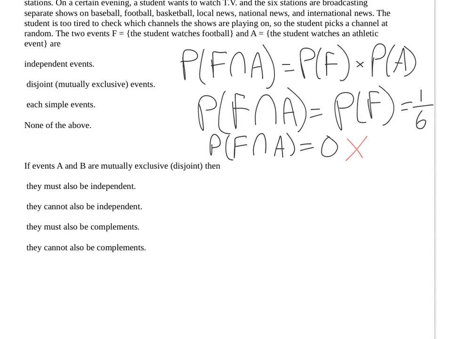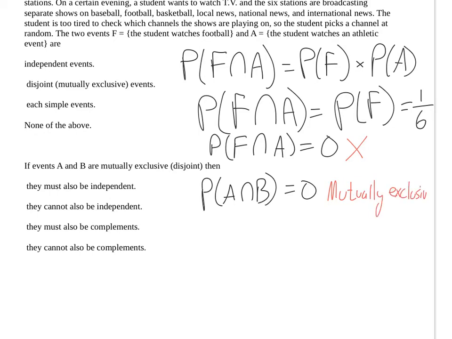So, if the events A and B are mutually exclusive, let's just stop right there. If they're mutually exclusive, then this means what? This means that the probability of A and B occurring is equal to 0. Right? Then they must also be independent. Well, remember, independent means this, so let's write this down. This means mutually exclusive. And what does independent mean? That means the probability of event A and event B occurring.